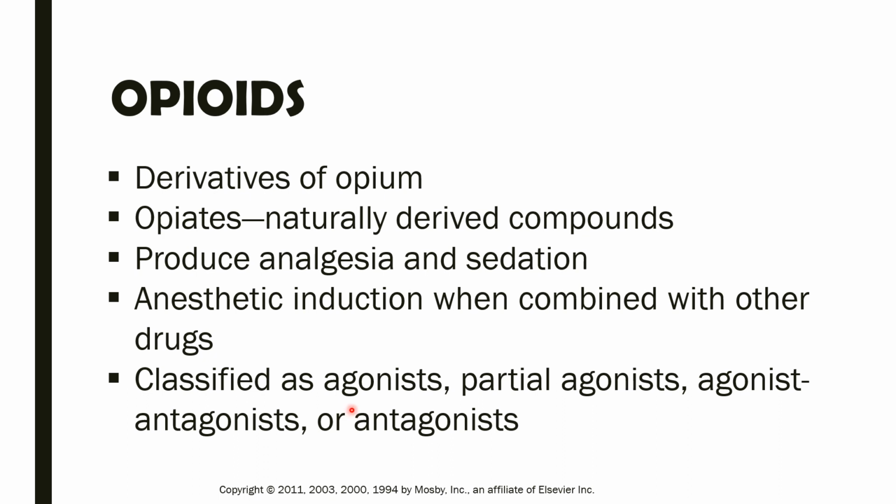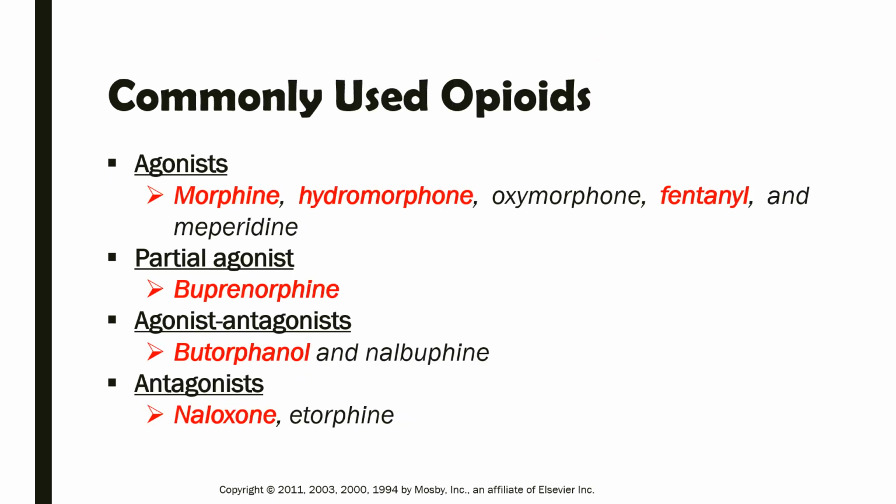the opioid drugs. These are the classifications of the opioid drugs as well as the commonly used opioid drugs in veterinary medicine. So again, we classify opioids as either agonist, partial agonist, agonist antagonist, and purely antagonist. For the agonist, the commonly used ones are the ones in red. So we have morphine, hydromorphone, and fentanyl. For the partial agonist, of course, we have the buprenorphine. For the agonist antagonist, we have the butorphanol as the commonly used agonist antagonist.